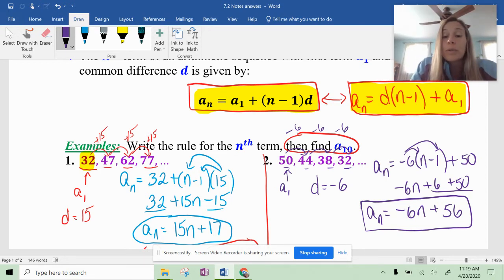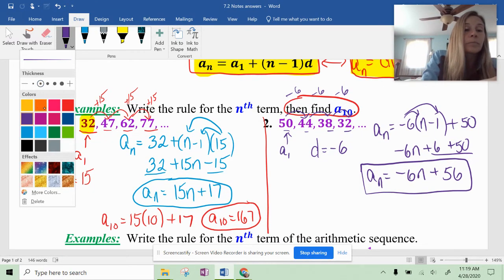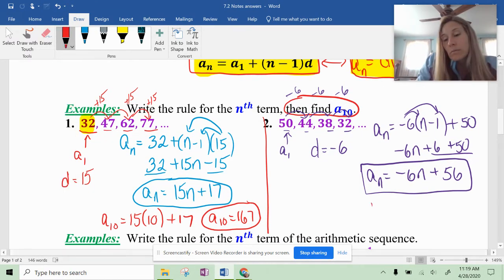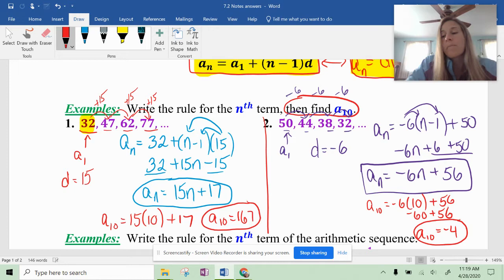Now, if I want to use that rule now to find my a sub 10, I'm just going to plug in a 10 for the n. So I end up with negative 60 plus 56. So a sub 10 would equal negative 4. And that's it.